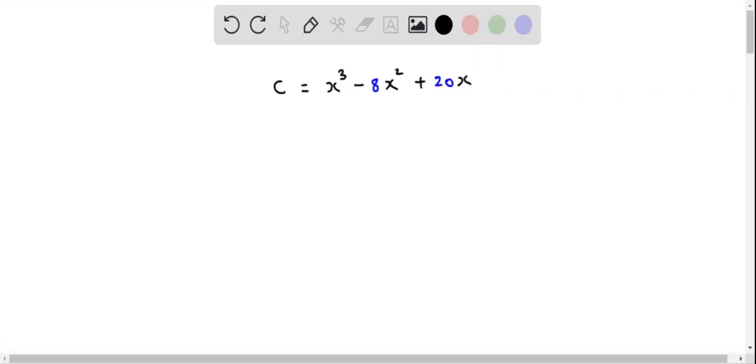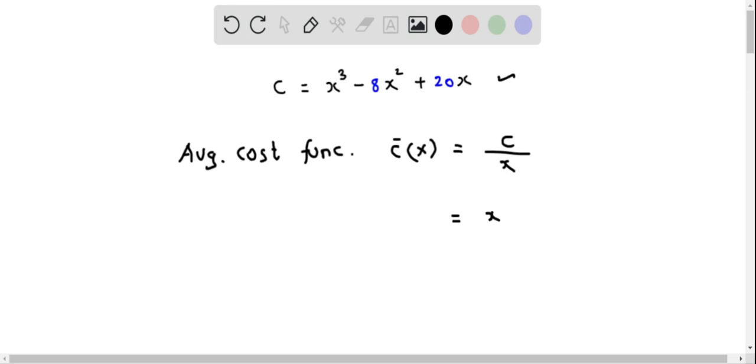Let's first find the average cost function. This is written as C bar of x, and this is given by the formula the cost function divided by x. So let's put the cost function as given here, which is x cubed minus 8x squared plus 20x. We divide this by x.